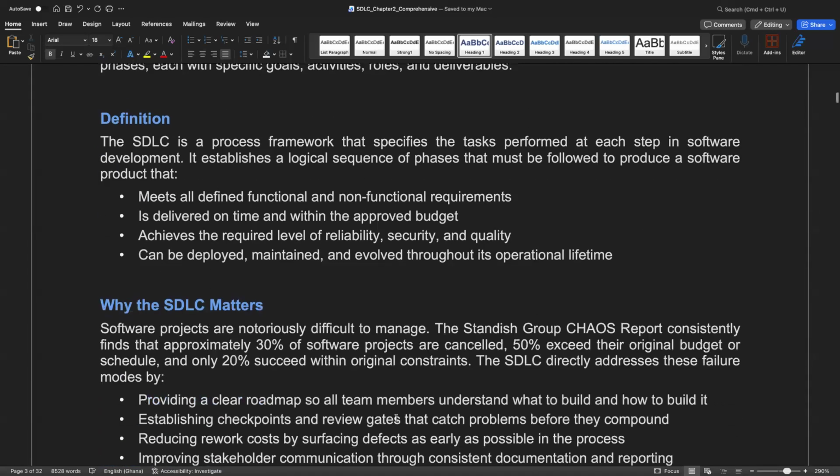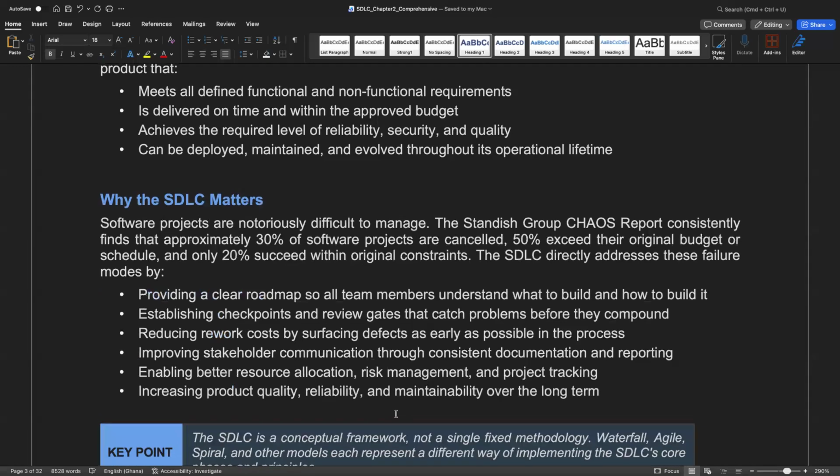Okay? Now, software engineering matters because people are eager to get contracts, but once they get a contract, because they are not guided by this life cycle, they find it very difficult to manage.